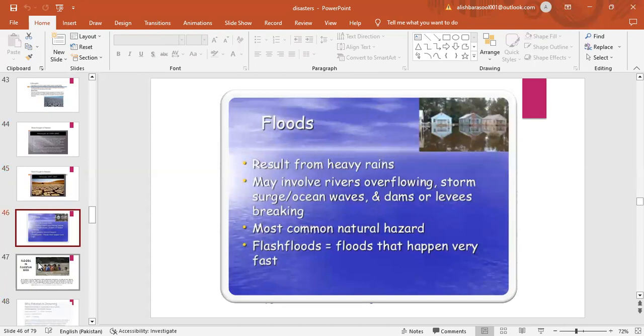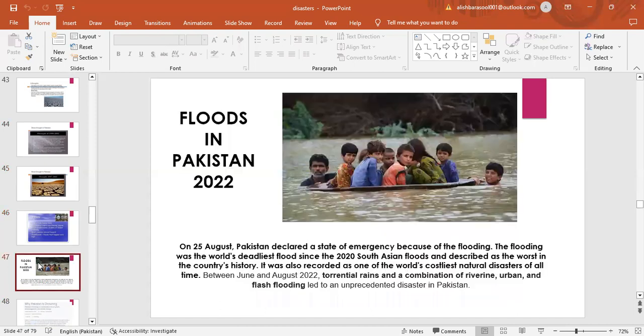Floods result from heavy rains and may involve rivers overflowing, storm surge, ocean waves, and dams or levees breaking. They are among the most common natural hazards, and flash floods happen very fast.